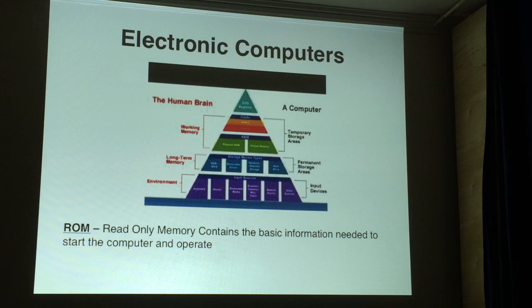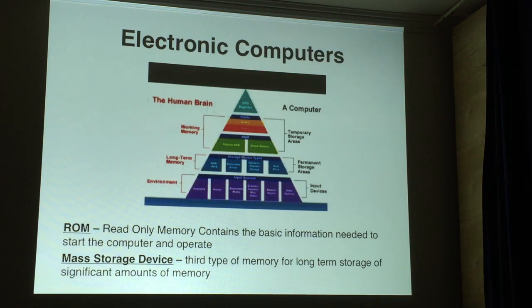I mentioned on the last slide something called read-only memory. Read-only memory is a very small amount of data that's stored on the computer, basic information that every computer has to have in order to start and operate. But the third type of memory is the mass storage, and it represents the permanent storage area of memory on the computer. It's for long-term storage, and it generally holds significantly more data than the random access or temporary memory.